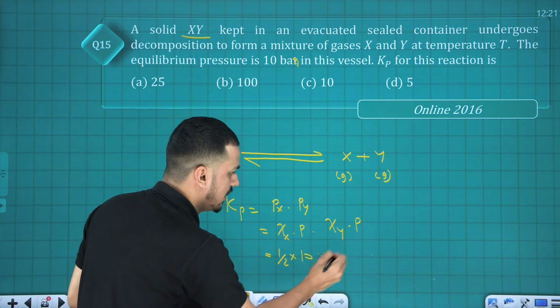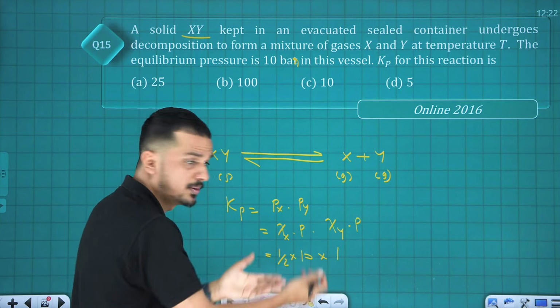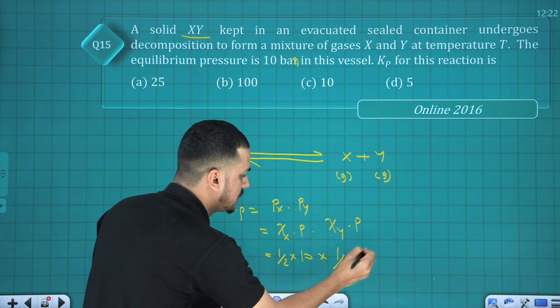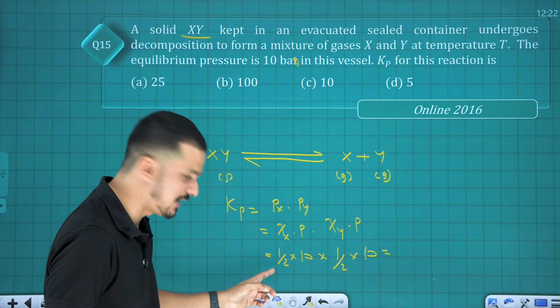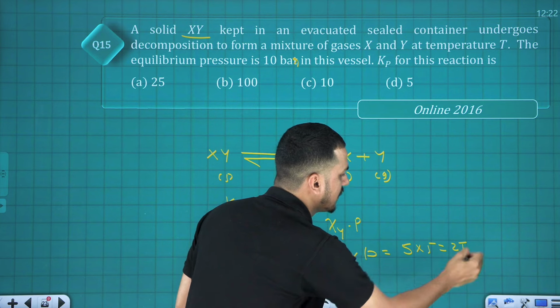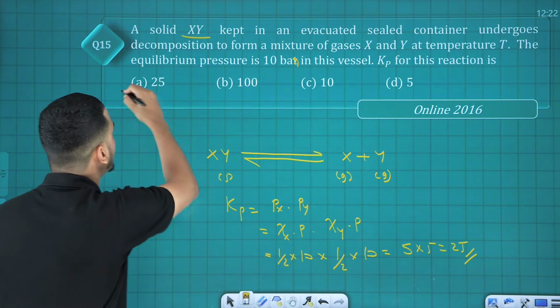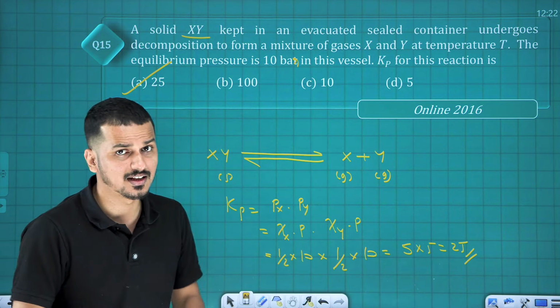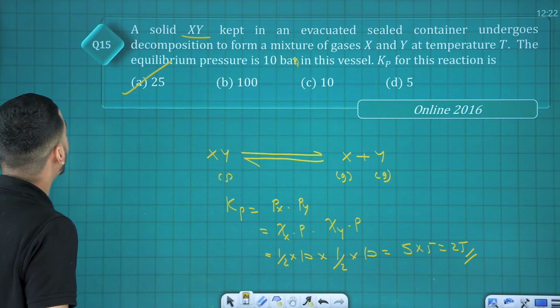So 10 into, okay, mole fraction of Y how much? That also 1 by 2 into 10. So 10 by 2 means 5, 5 into 5, that's equal to how much our answer? 25 is our answer. Easily you can solve, option A. Clear? Yes. We can move to the next question.